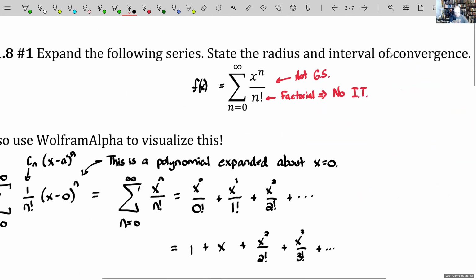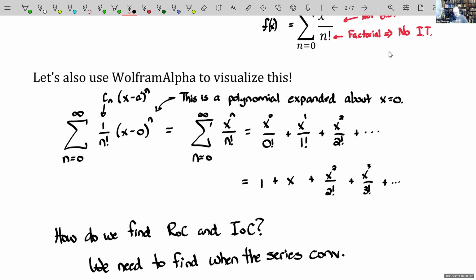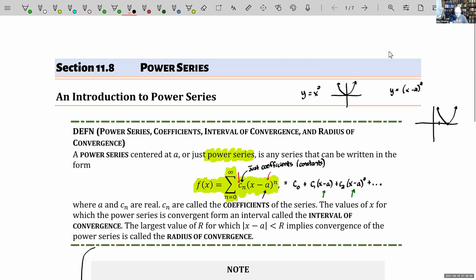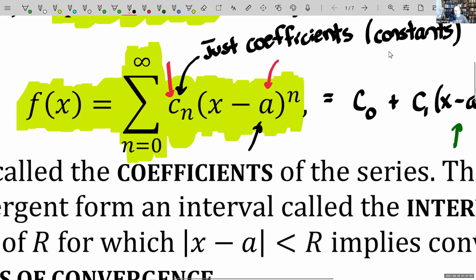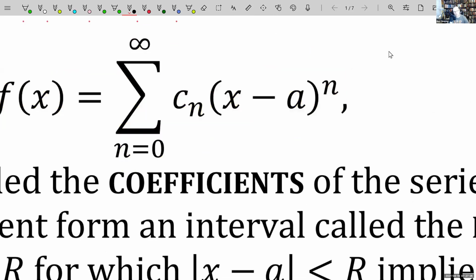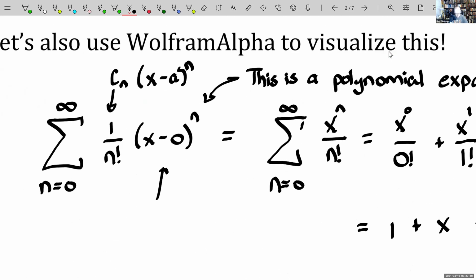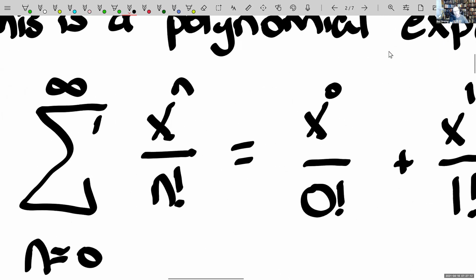So we did the ratio test here. Notice that I rewrote x to the nth over n factorial as x minus 0 to the nth, just to showcase that it is very much of the form x minus a to the nth times some constant. That's the only reason why I wrote that x minus 0 to the nth. But to be very honest with you, you would never write that. You would just leave it as x to the nth over n factorial.